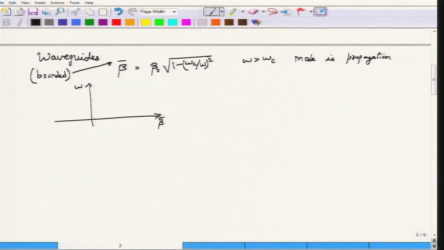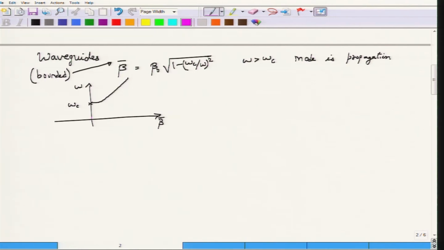Since omega is increasing horizontally this way, I will consider this as the cutoff frequency omega c. Until this omega c, the value of beta will be equal to 0. Thereafter, it increases in this manner. Okay. For omega being very large compared to omega c, for a case where the operating frequency is so high compared to the cutoff frequency, I can neglect this omega c by omega, and beta bar would approach beta 0, because omega c by omega, and certainly its square, can be neglected, and therefore, the square root of 1 minus a small quantity, that small quantity can almost be taken to 0, and this would be equal to beta 0.